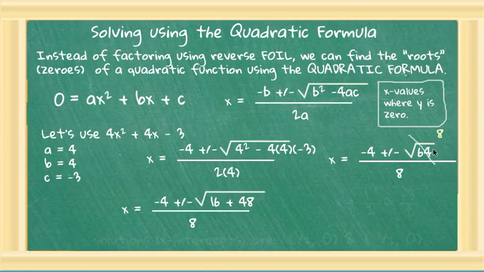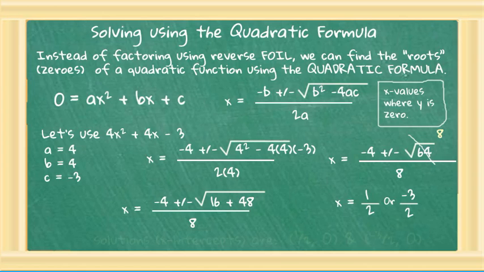And now I just do the arithmetic. Negative 4, I do the plus first, so negative 4 plus 8 over 8 is going to be 4 over 8. Then I do the minus as well. It'll give me negative 12 over 8, which reduces to negative 3 halves. So I applied the plus, applied the minus, got the two results, reduced them down.